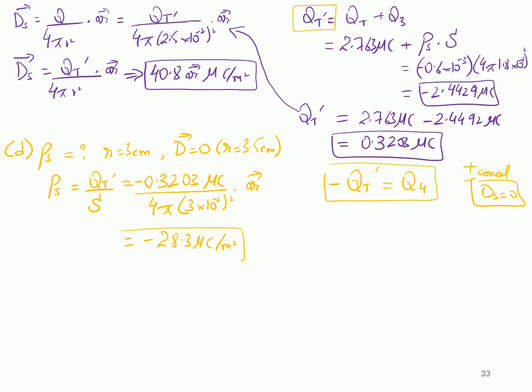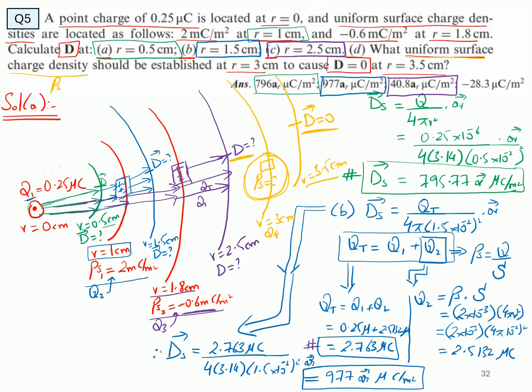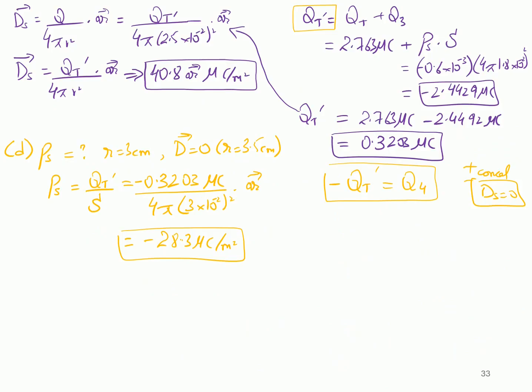So this is the answer for the final part of the question, and let us confirm that indeed it is the answer over here. The thing to remember is that in order to get the electric flux density 0 at 3.5, we need to make sure that the charges are in the opposite direction. So the effect of positive and negative cancels out, and thus we get the value of rho of s over here as required.